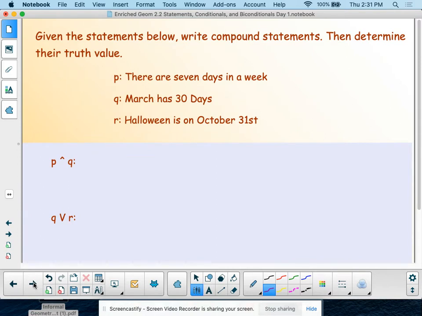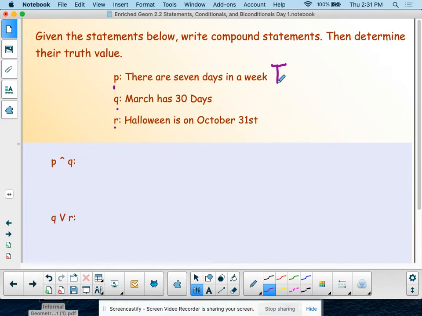So it says, given the statements below, write the compound statements, then determine their truth value. So we have 3 statements, P, Q, and R. We're going to read through them and decide if they're true or false. Okay, there are 7 days in a week. That's true. We do have 7 days in a week. So put a T there so we know it's true.